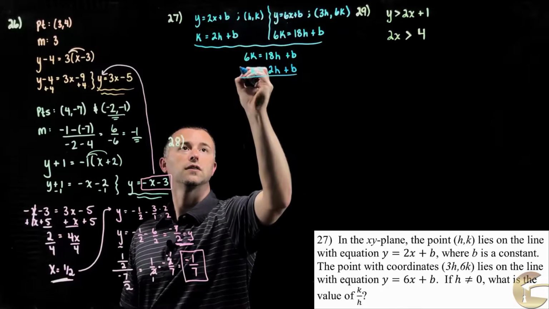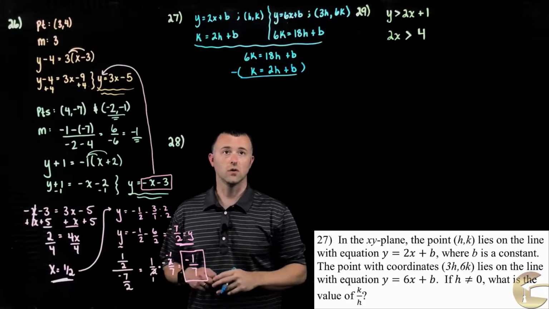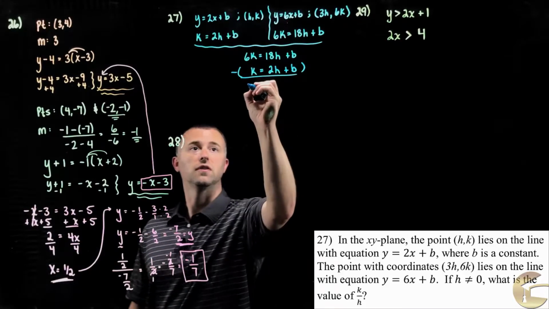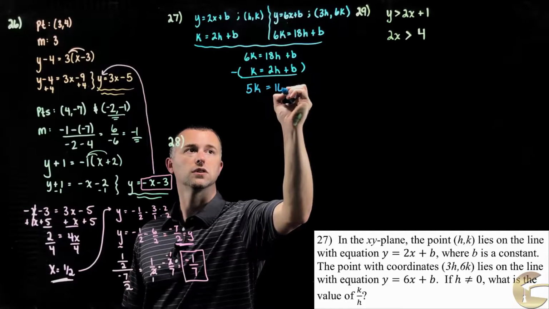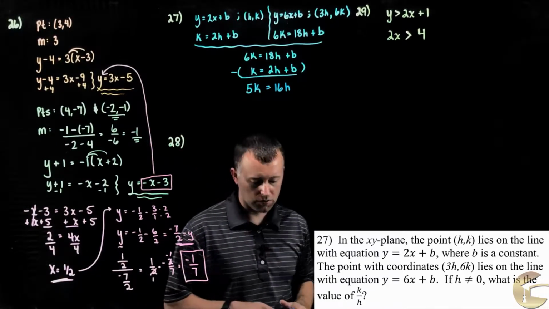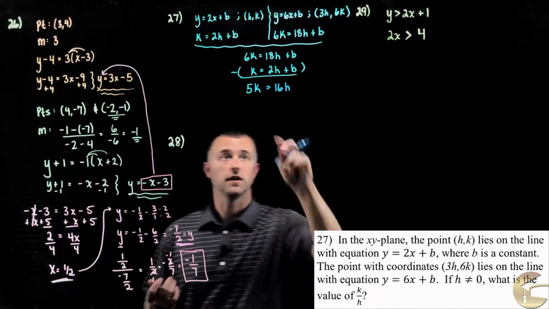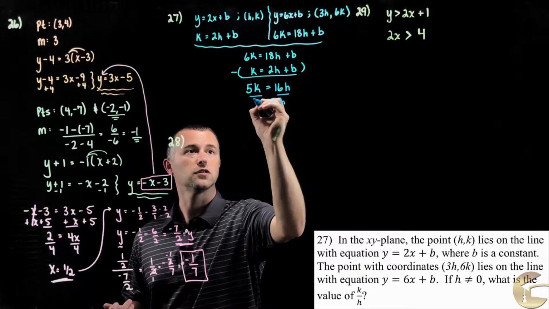And I'm just going to subtract these equations. That's how elimination is going to work. And then the b is going to go away. When you do that, you end up with 5k is equal to 18 minus 2, so 16h. And now the b's gone. They want you to find k divided by h. So if I divide k and h, that means I'm going to divide by h.